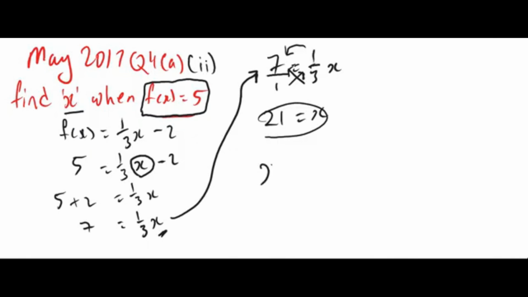So let me rewrite that here. x is equal to 21. And that's the answer. Should be correct. And that's it.